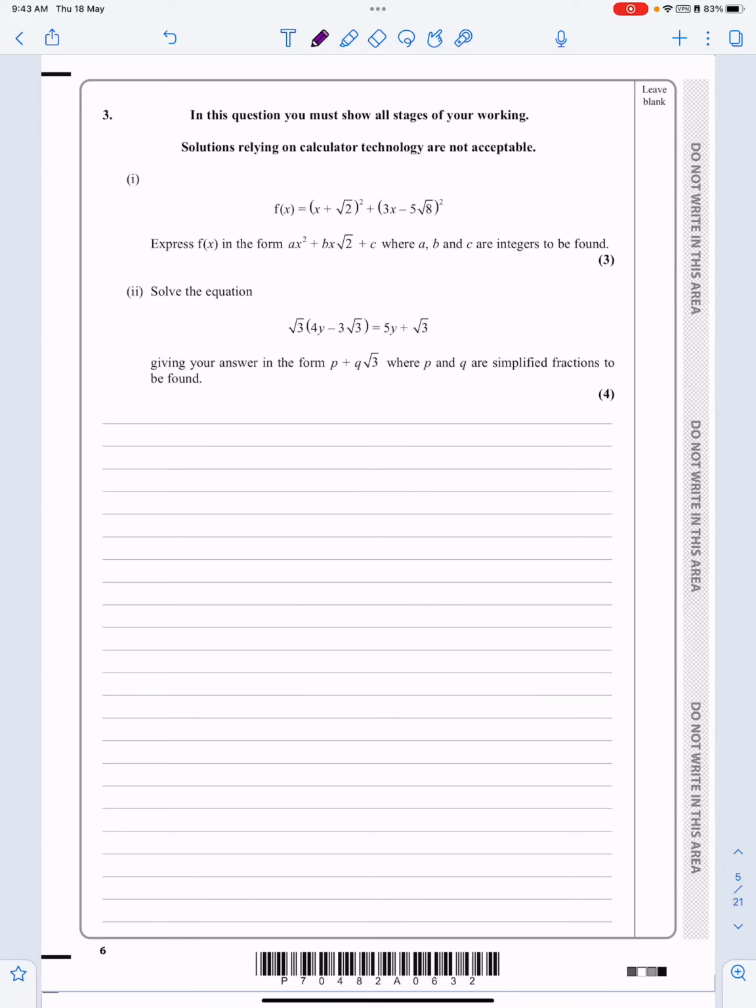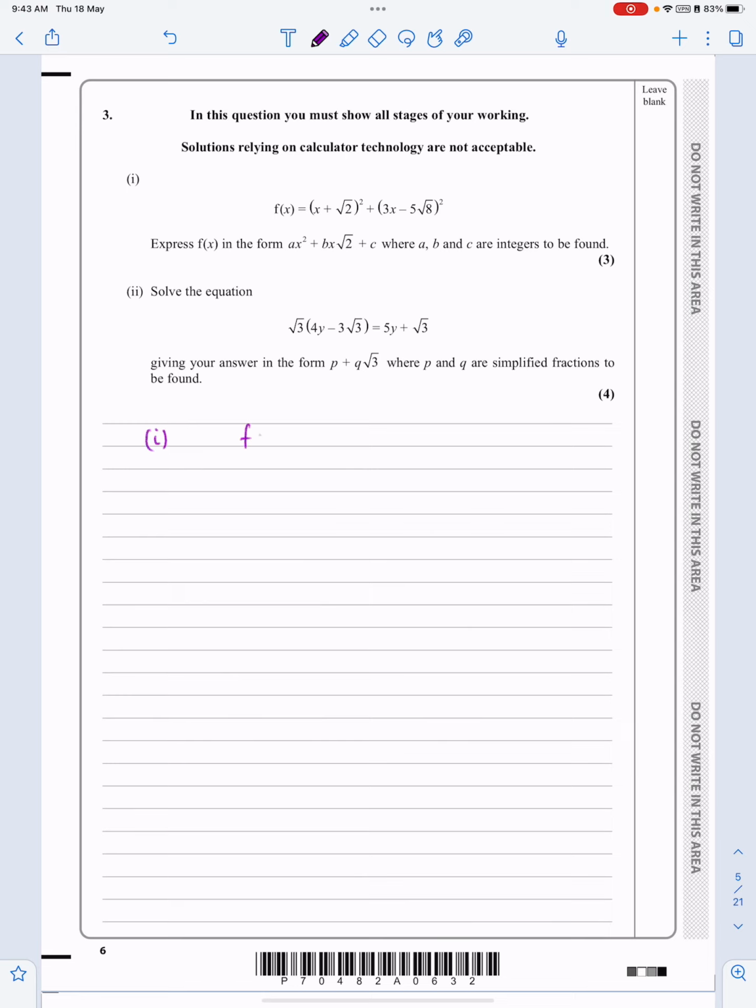Okay, this is question 3 from P1, January 2022. We look at it, we can see that it's to do with surds, a lot of algebra involved in this one. Let's jump straight in and make a start.